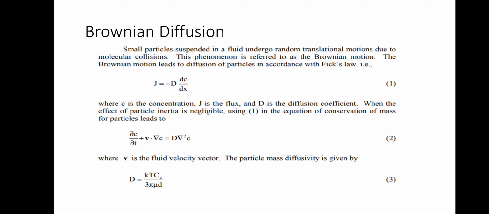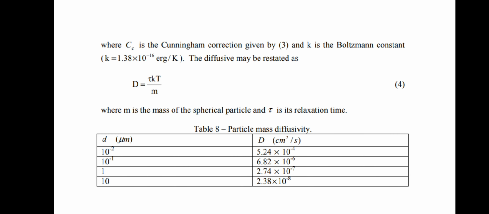The particle mass diffusivity is given by D equals kT Cc by 3 pi mu d, where Cc is the Cunningham correction, and k is the Boltzmann constant. k equals 1.38 into 10 power minus 16 erg per Kelvin. The diffusivity may also be expressed as D equals tau kT by m, where m is the mass of the spherical particle and tau is the relaxation time.